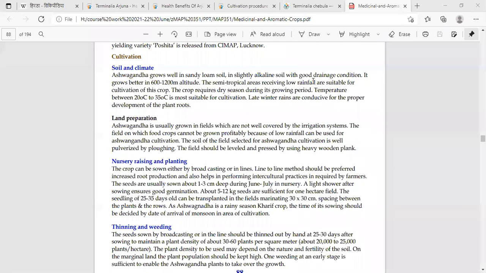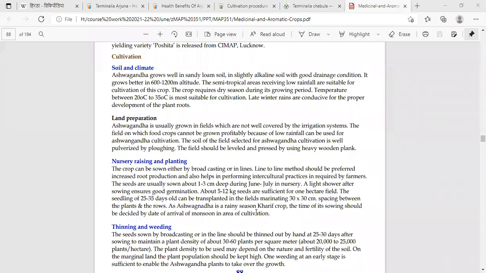The crop can be sown either by broadcasting or in lines. So the line to line method should be preferred, as it increases the root production and also helps in performing the intercultural operations required by the farmers. The seeds are usually sown about 2 to 3 centimeter deep during June July in the nursery. Then light showers after the sowing ensure good germination. About 5 to 12 kg seeds are sufficient for 1 hectare area. So this much quantity of seeds is required to cultivate 1 hectare area.